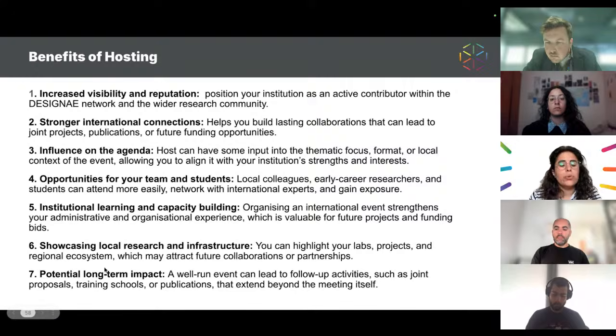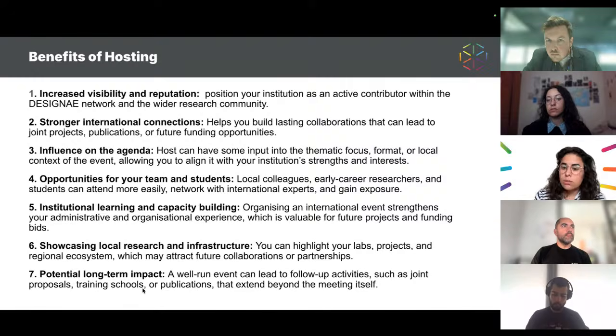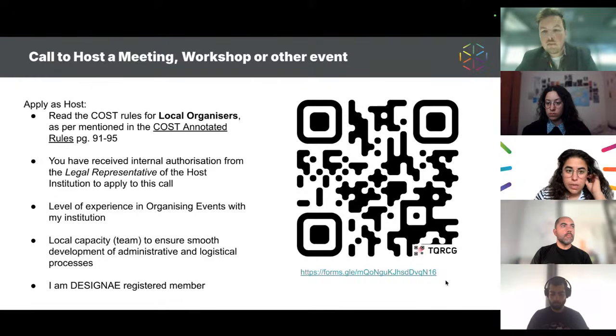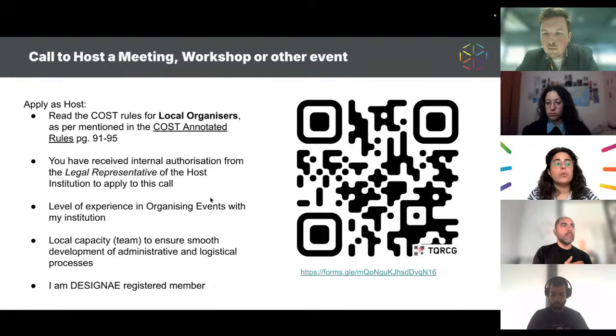And also you have potential long-term impact. So if you run this event well, you can have follow-up activities, more proposals, participating training schools and publications. We have this online form set up so you can apply. Feel free to do so. There are certain pop-up questions in this form.